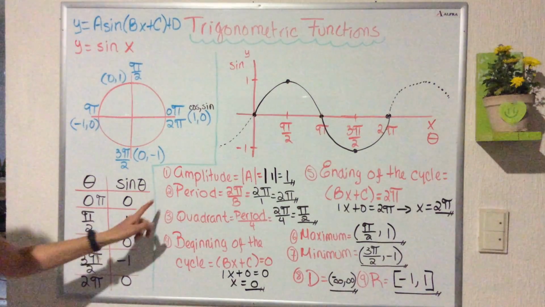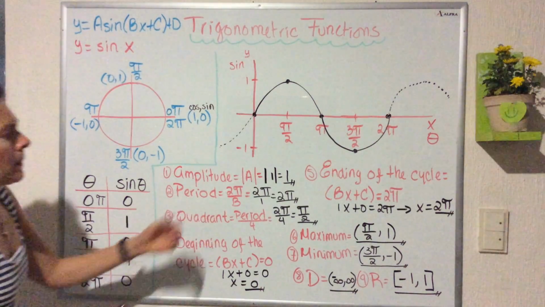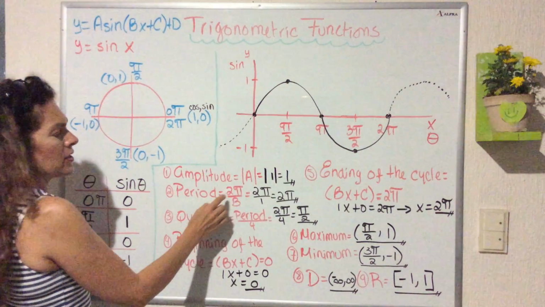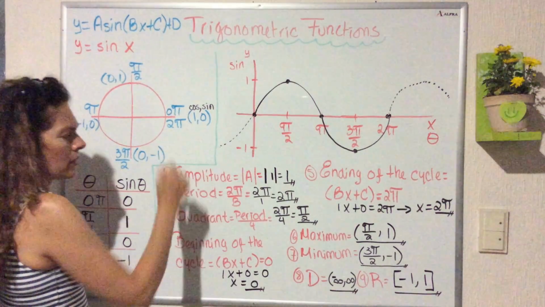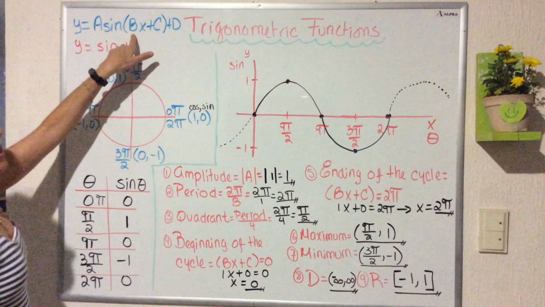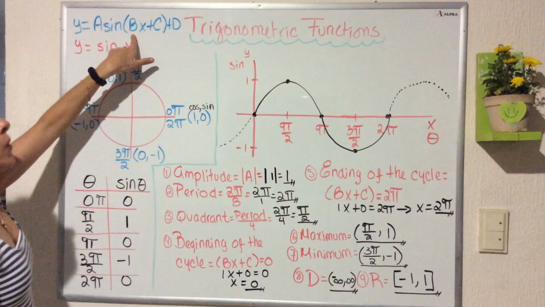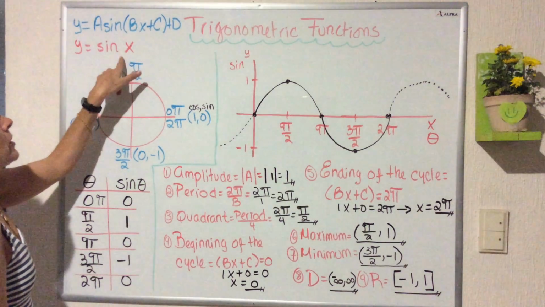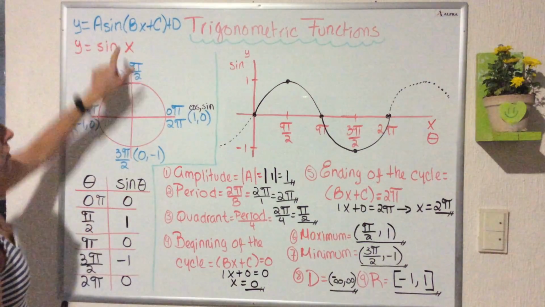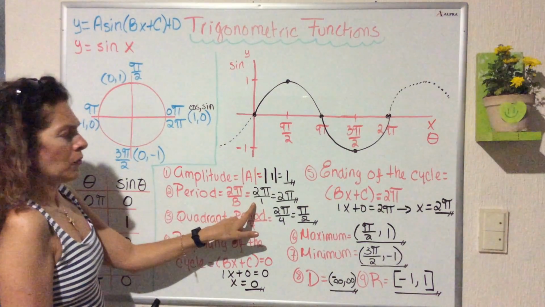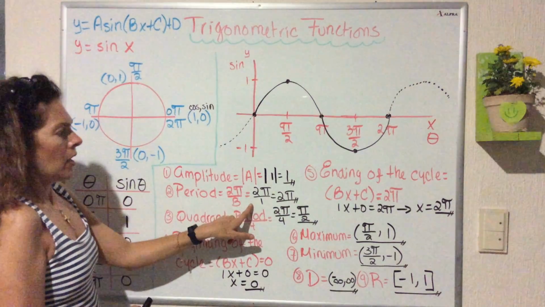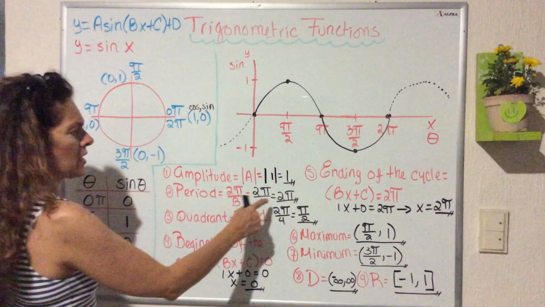Then number 2, dear students, period. Here we have a little formula that I need you to learn. This is 2 pi over b. And then here we have the letter b. Which is letter b, dear students? It is the coefficient of x. And tell me, which is the coefficient in the function that we are plotting? 1. So we go back to our formula and we write 2 pi over 1, because b equals 1. And we get that the period is 2 pi.